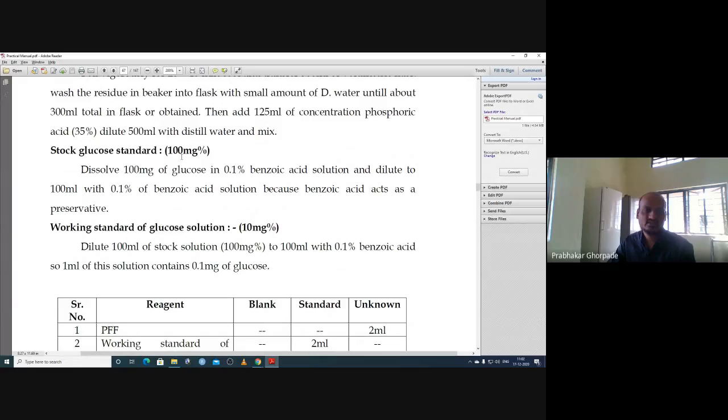We need a 100 milligram percent glucose standard. So take 100 milligram glucose in 0.1% benzoic acid solution, and then dilute to 100 ml with the 0.1% benzoic acid solution, because benzoic acid acts as a preservative. So we are preparing the glucose standard. You remember that for preparing the glucose standard, we have to add 0.1% benzoic acid. It acts as a preservative for preserving glucose.